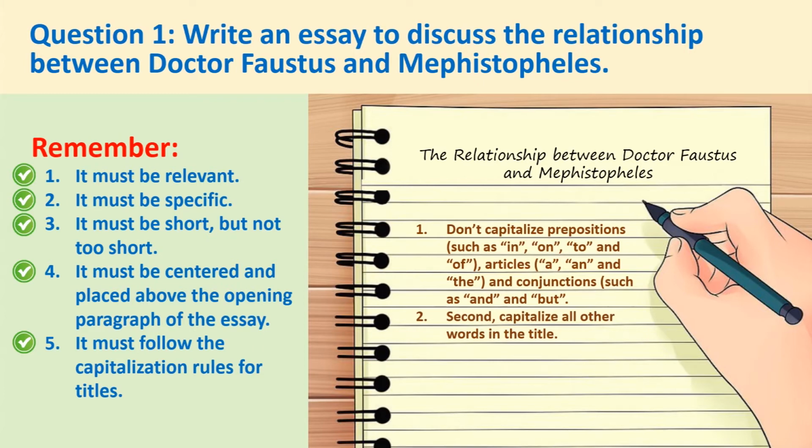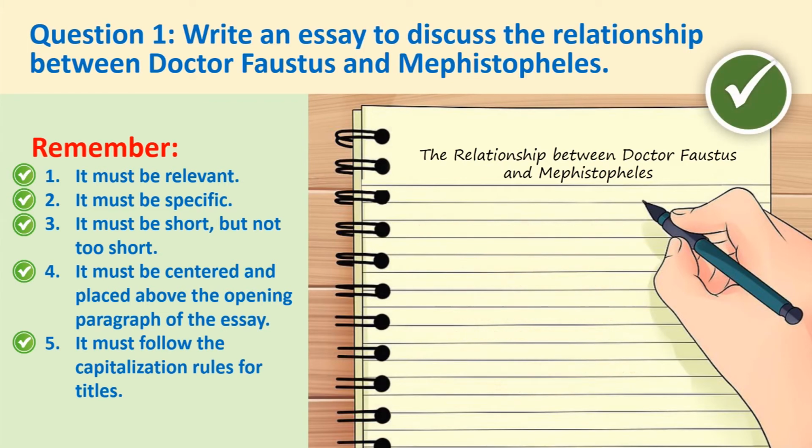Second, capitalize all other words in the title. Third, always capitalize the first letter in the title, even if it's a preposition, an article, or a conjunction. The first word in this title is the, and it has a capital initial. This is because it's the first word in the title. Now that we've resolved all these title issues, we have a very good title that gives a very clear idea about the essay.